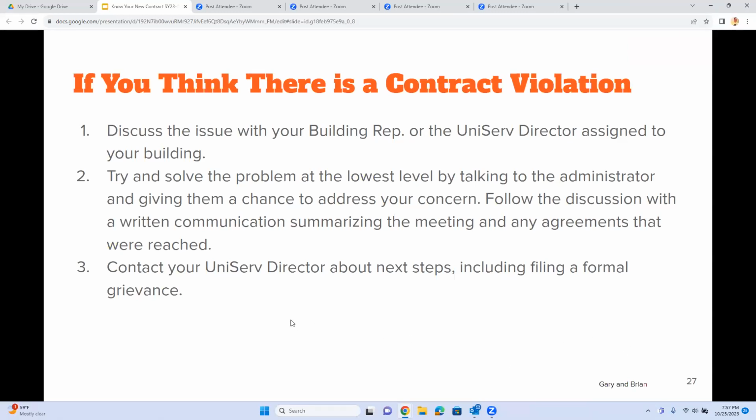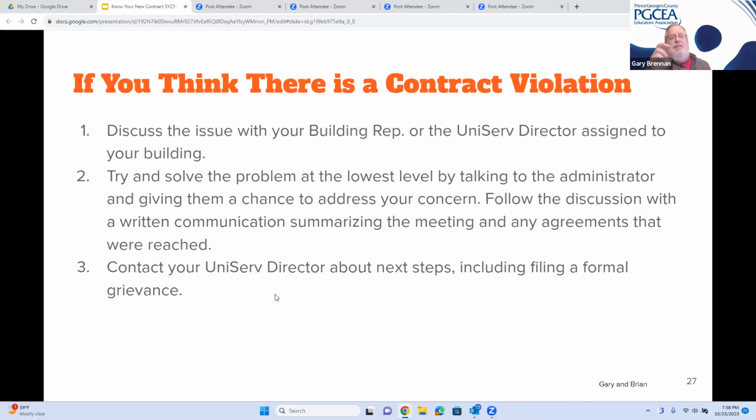Yes, all good advice. And anytime you speak to your principal about a contract violation, you have the right to invite your rep and/or your UniServ director. You don't have to go to those meetings by yourself. So you always have the right to have union representation with you.